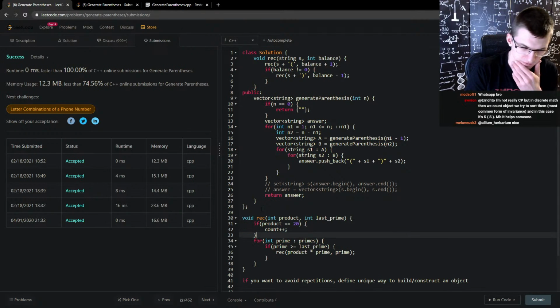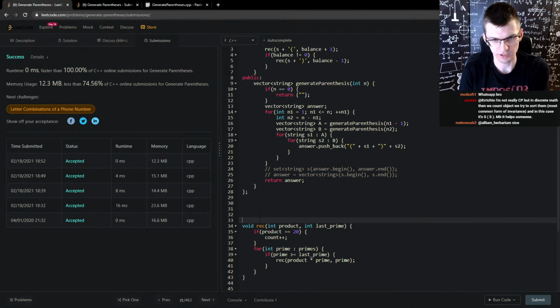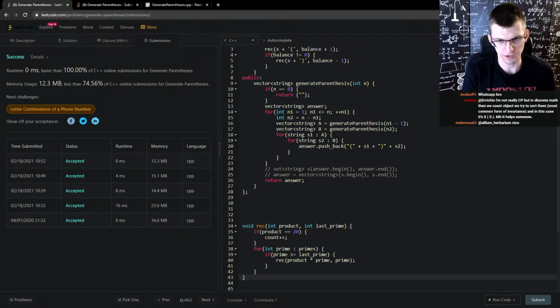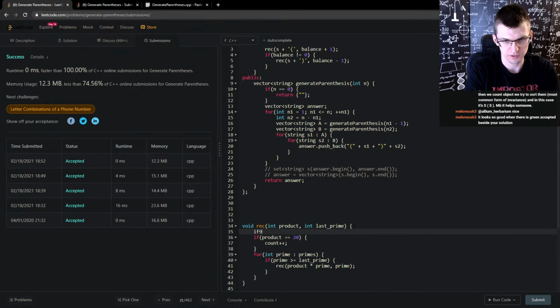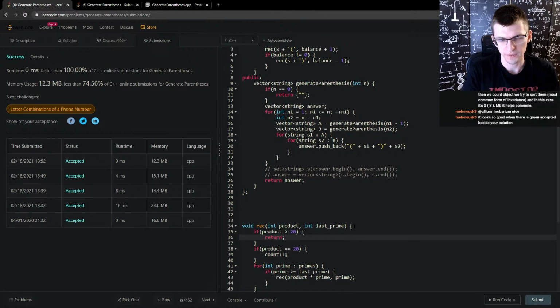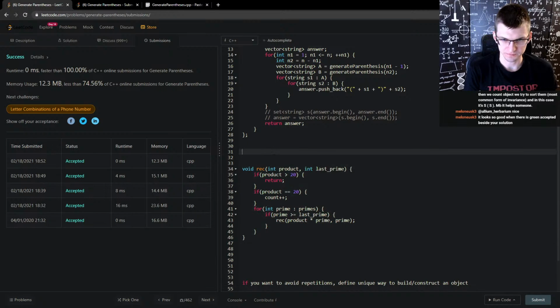I believe that if you run this code, starting with product equal to 1 and last prime equal to, I don't know, 2, this will count 20 only once. Also, we need to stop. So let's say if product greater than 20, return. I think nothing will be double counted here.